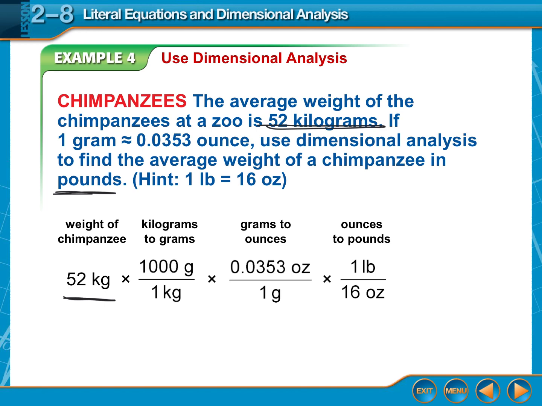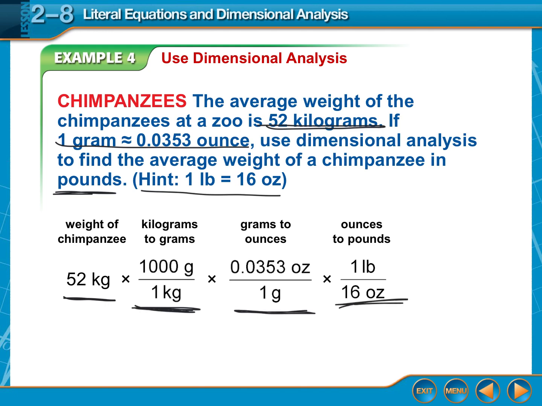Now we need to work our way from kilograms to pounds. So our next one is going from kilograms to grams. Well, it tells you how many grams are in 1 kilogram. 1,000. So you set it up 1,000 over 1 kilogram. Now our next dimension is ounces. It tells you here that we have 0.0353 ounces per 1 gram. And then our last step is to go from ounces to pounds. It gave us all these hints actually. 1 pound equals 16 ounces.